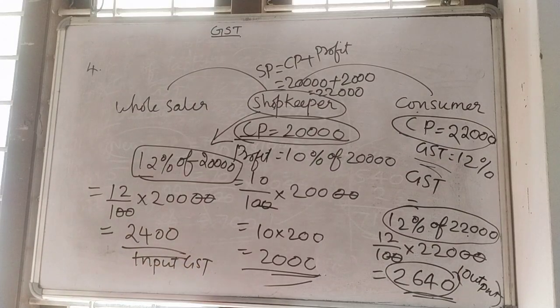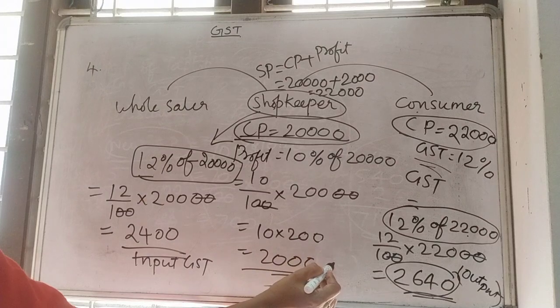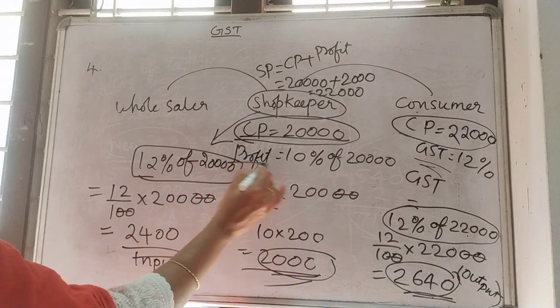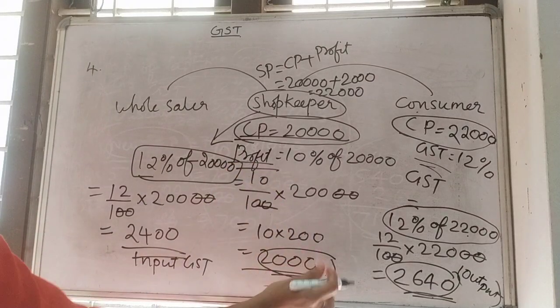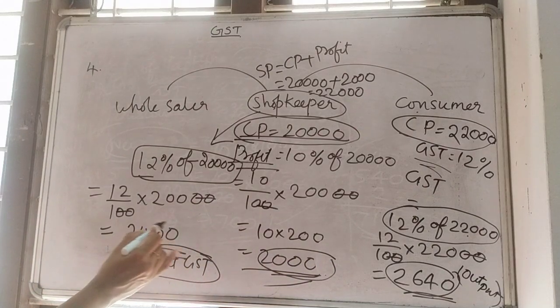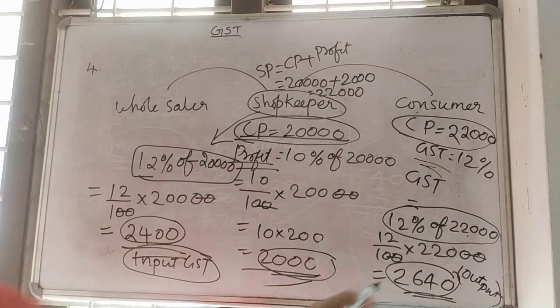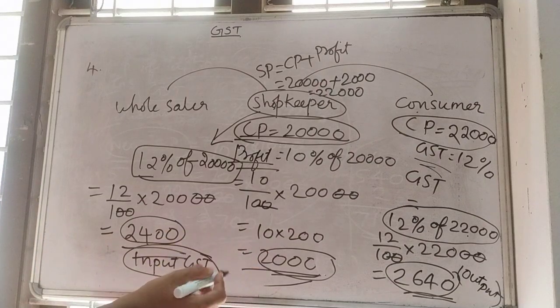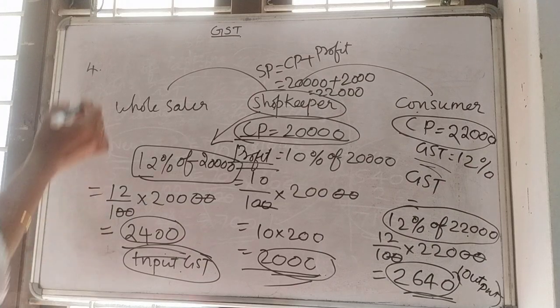Unknowingly I wrote an input here. This is profit only, no? So that's why I rubbed that. So input GST is 2,400 and output GST is 2,640. So we have to find the liability. Liability will be the difference of those two GSTs, input and output GST.